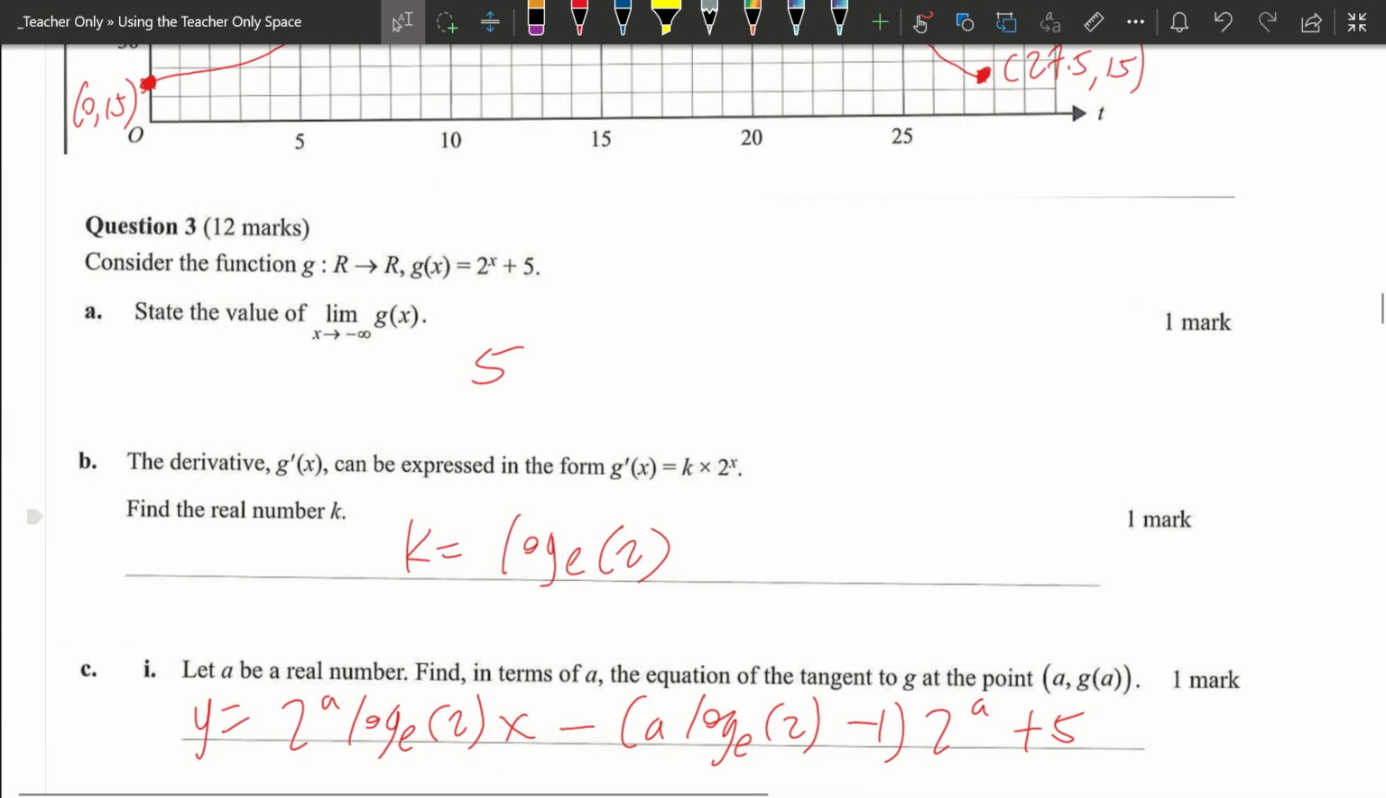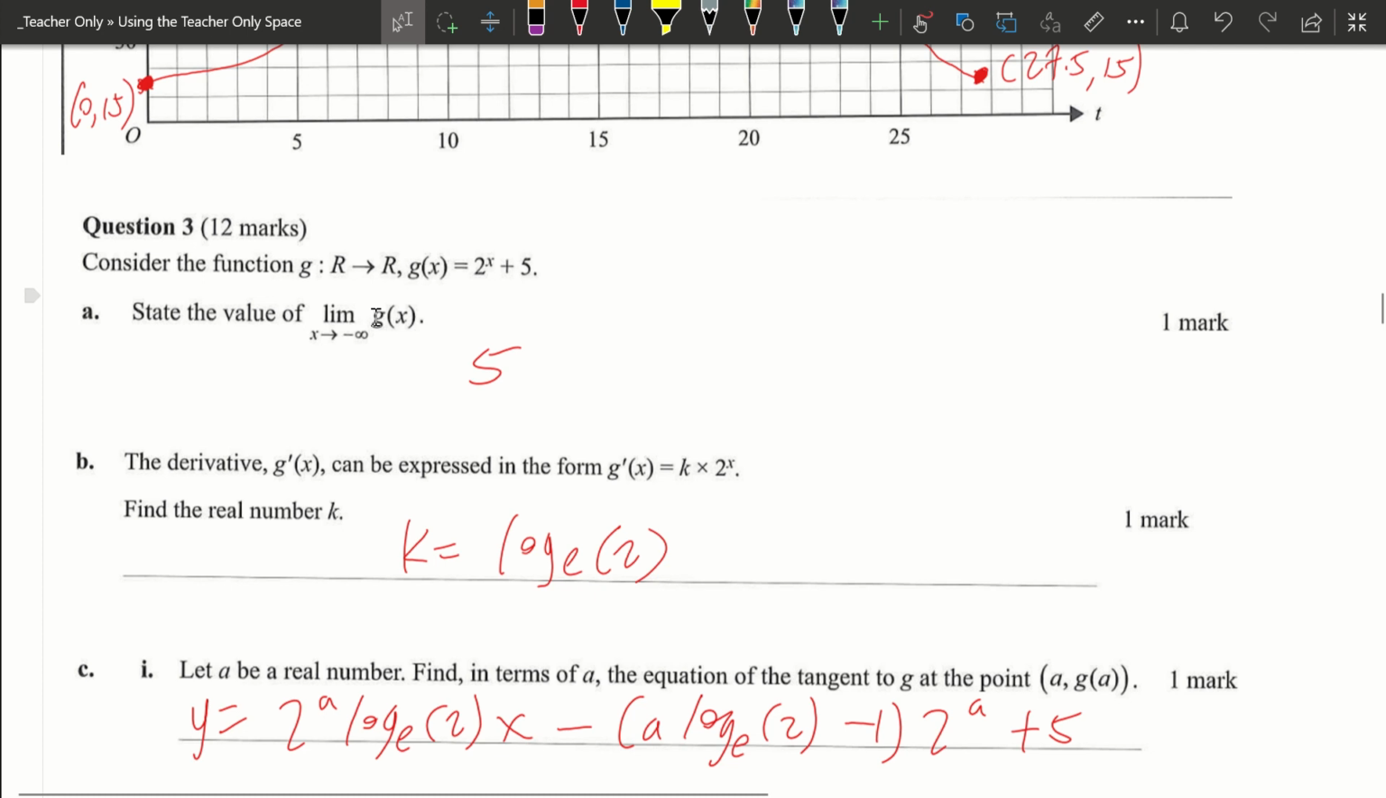Okay, function g, no restriction on domain, 2 to the power of x plus 5. What is the limit of g as x goes to negative infinity? Right here. So if you really want, you can draw this with a calculator, but to draw this by hand is a really quick job. So like this. That's what it looks like, exponential function. So if x goes to negative infinity, the y value should approach 5.